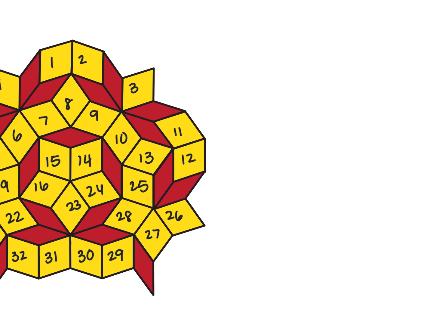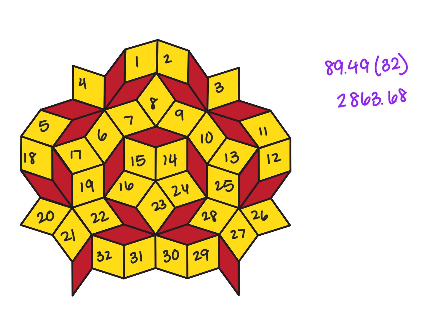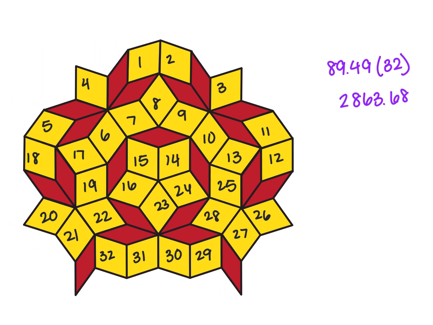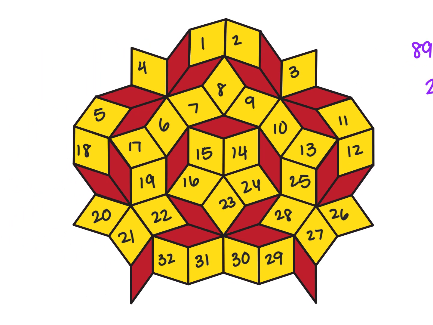So I'm going to go ahead and take the area of my yellow triangle. The area for my yellow triangle was 89.49, and I'm going to multiply that times 32. And my area for the total yellow is 2,863.68. And then going ahead and doing that same thing for my red, counting.